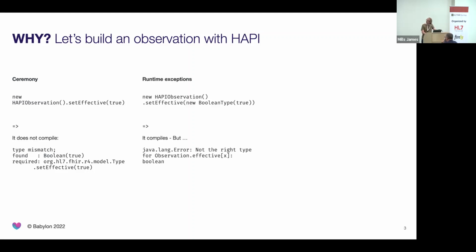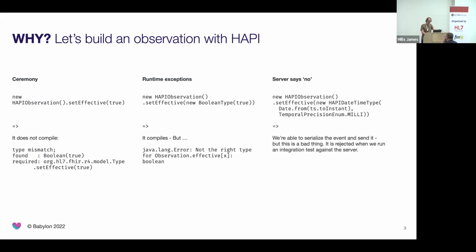So let's wrap our Boolean, and now we have a Boolean type, which is a subset of model type, and it compiles. But if I try and run my test, I get a runtime error. It tells me that this is the wrong kind of model type. Okay, so let's have a look up the profile. We'll try and set the right kind of model type. So here we've got a date time. This one is valid for the effective field of an observation, and it's happy. We can serialize this event, and we can send it off.